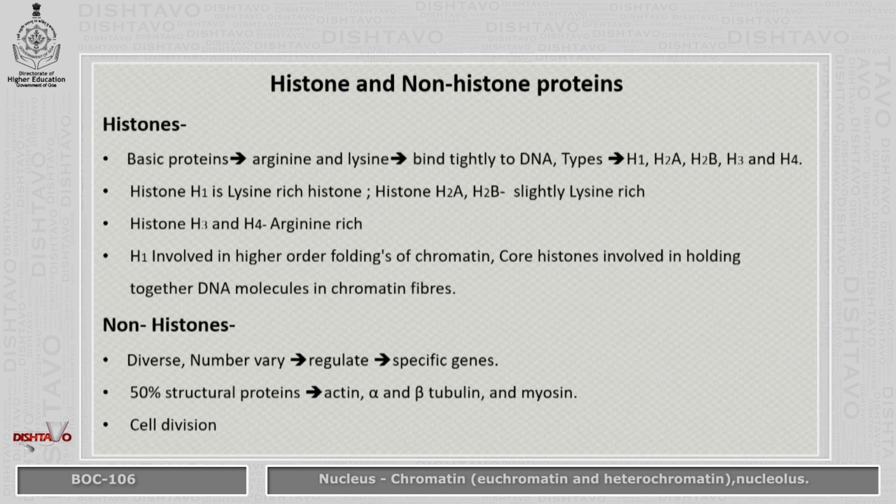Non-histone proteins are diverse in nature. The number of these proteins also varies depending upon the stage of the cell and the species, and they seem to be regulating specific genes. They form 50% of the structural proteins, which are supposed to be made up of actin, alpha and beta tubulin, and myosin. They show active participation during cell division.